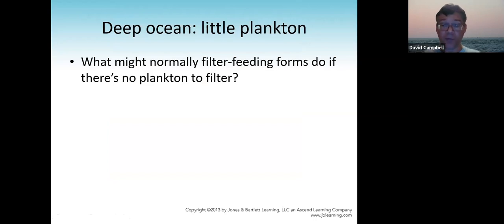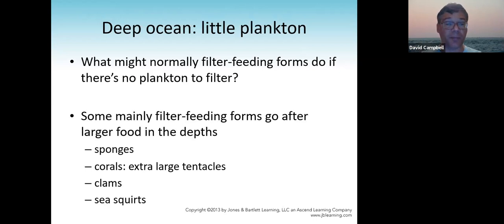Filter feeding, a lot of organisms do that, but you need plenty there to eat. If you have something that would normally filter feed, but you're living someplace where there's not much little plankton to filter, what could you do? For example, in the deep ocean, these characteristically are places with relatively little food available. To get all the way to the deep ocean, any food has to pass a lot of mouths coming down. Well, if there's not little stuff, maybe you need to go for something a bit bigger.